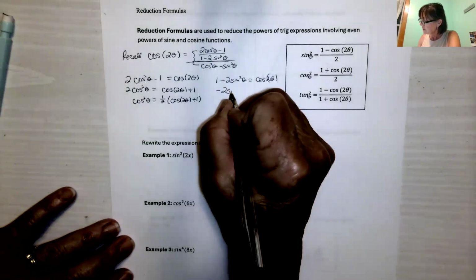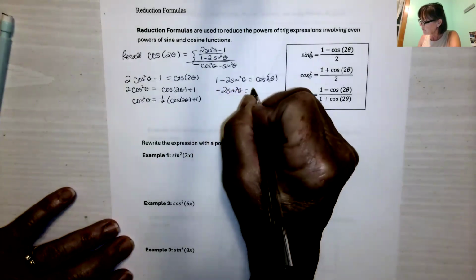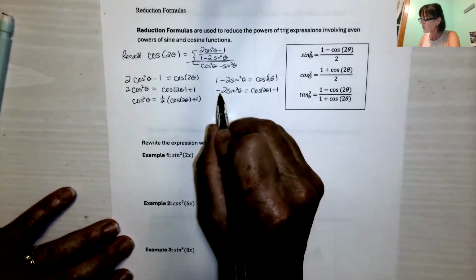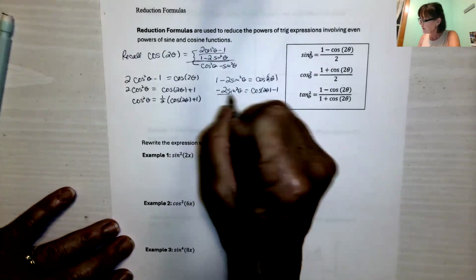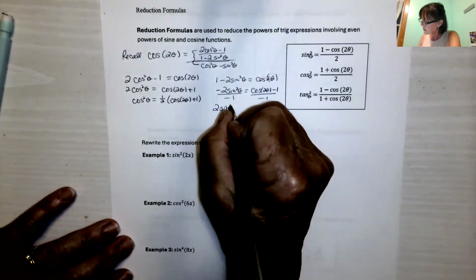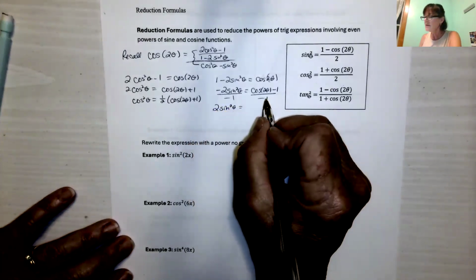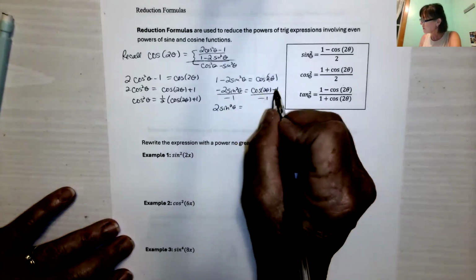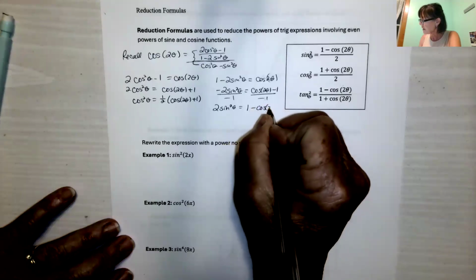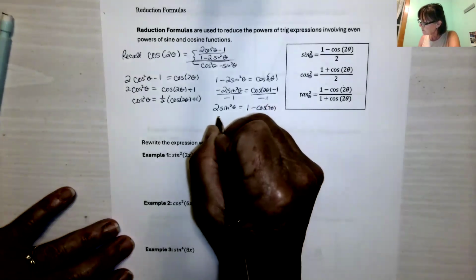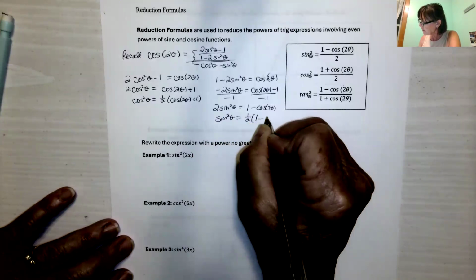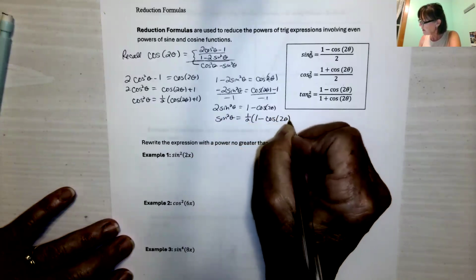Negative 2 sine squared of theta is the cosine of 2 theta minus 1. I'm going to divide both sides first by negative 1. So if I divide this side by negative 1 and this side by negative 1, I get positive 2 sine squared of theta. If I divide this by negative 1, this term becomes negative, this term becomes positive. So this can be written as 1 minus the cosine of 2 theta. And then divide by 2 finally. 1/2 times 1 minus the cosine of 2 theta.